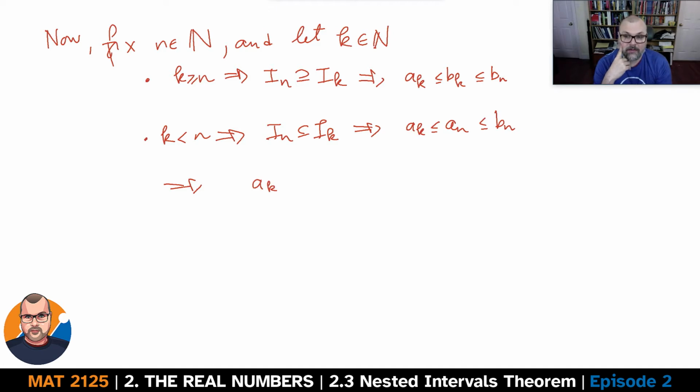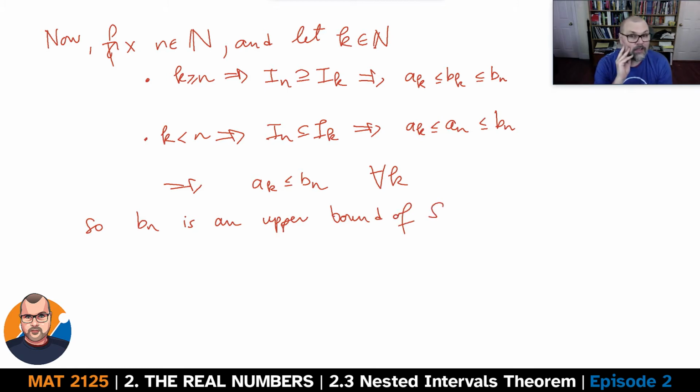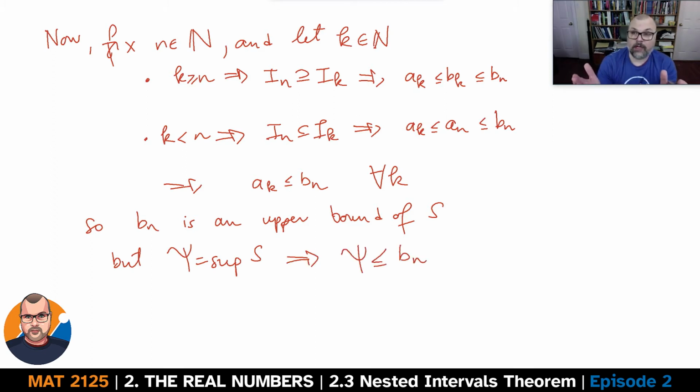So what we get is the following inequality. Now what does that mean? Well, it means that this Bn for a fixed n is an upper bound of the set S. Bn is greater than any lower end Ak, no matter what k you've picked. So Bn is an upper bound of S, but psi is the supremum of S. It is the smallest upper bound of S, and so psi has to be smaller than or equal to Bn. The n that we picked was completely arbitrary. We just picked one and fixed it. So this is going to be true for every n altogether.